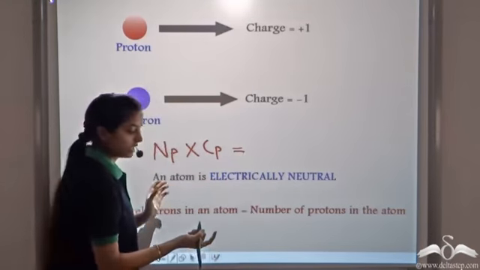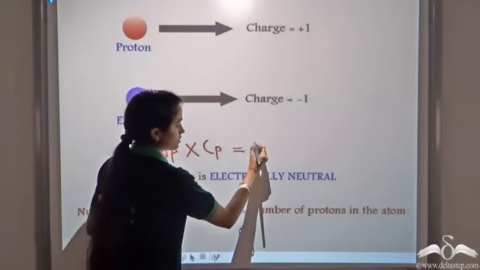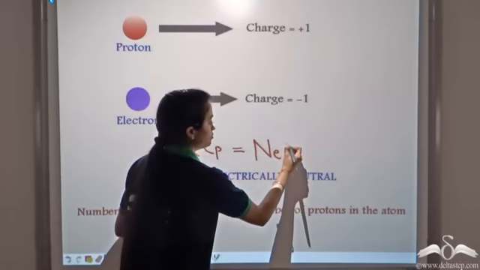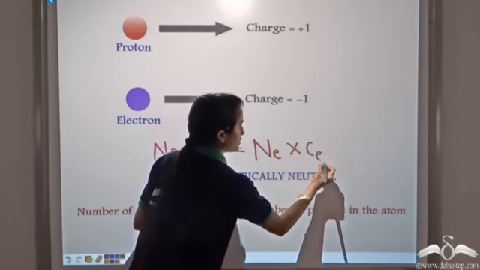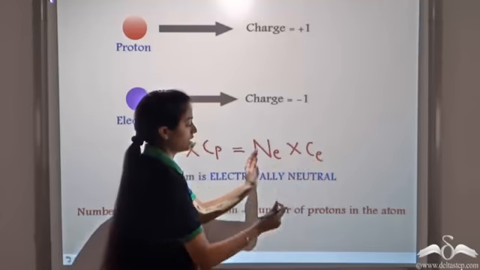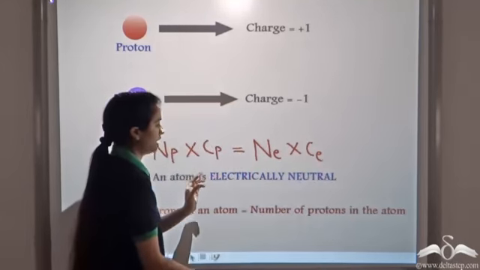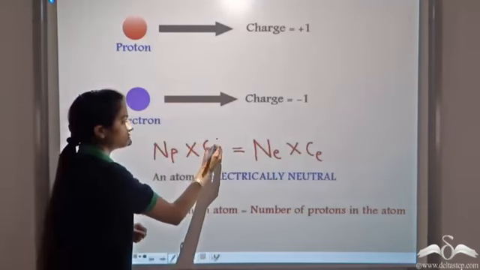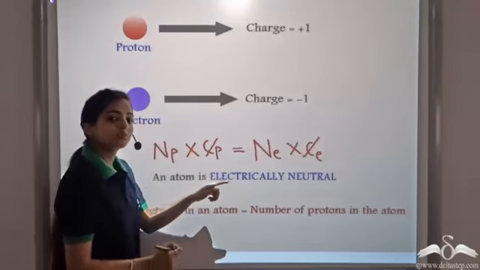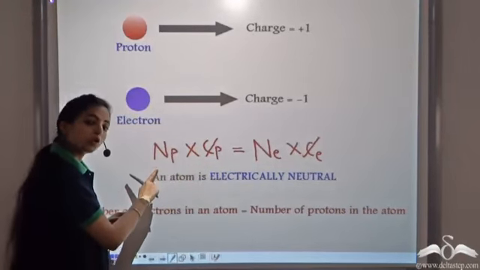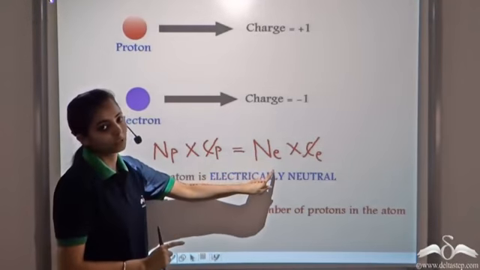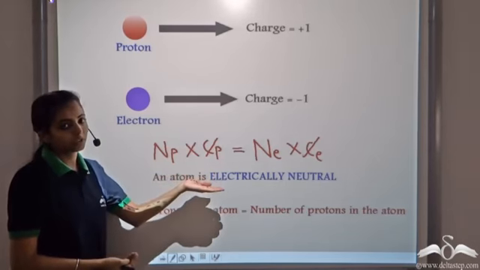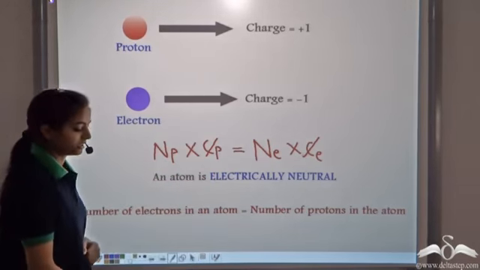Since an atom is electrically neutral, so the total negative charge: let Ne be the number of electrons in the atom times Ce. This is the charge on each electron. So this is the total negative charge in the atom. So now we know that the charge of proton is equal to the charge of electron. So if an atom is electrically neutral, the number of protons in the atom is always equal to the number of electrons, and this is vice versa. Since the number of electrons are equal to the number of protons, the atom is always electrically neutral.